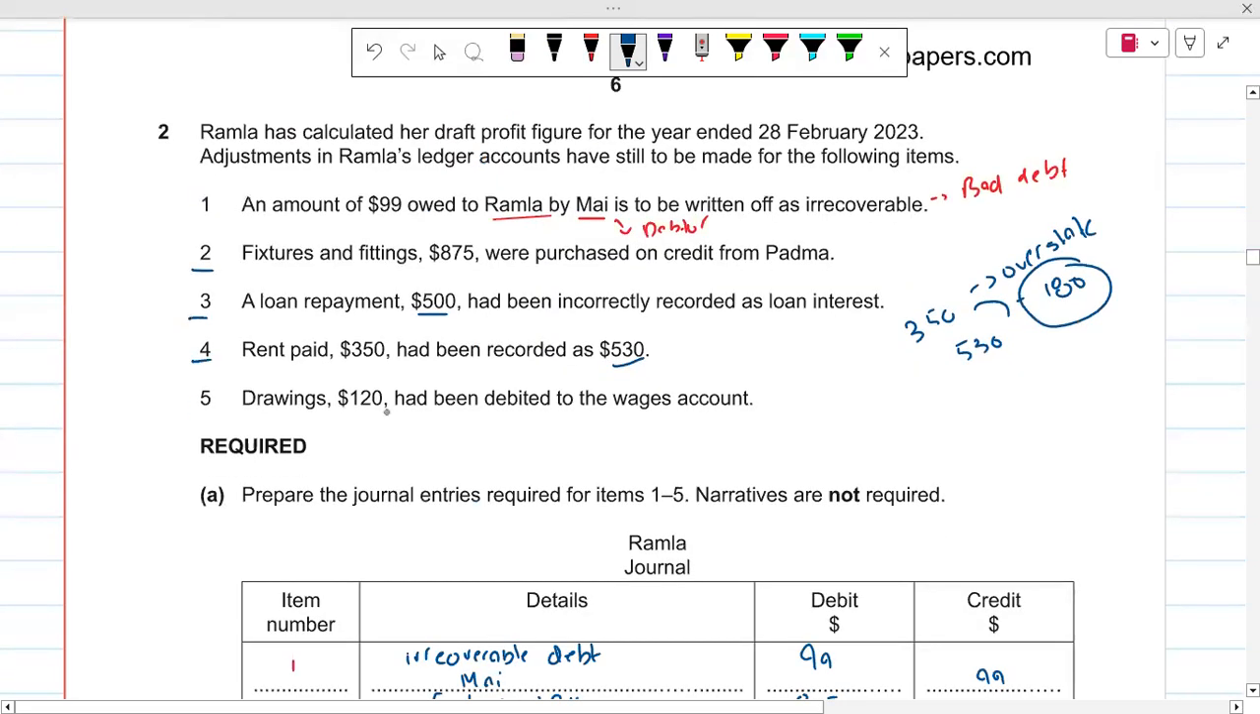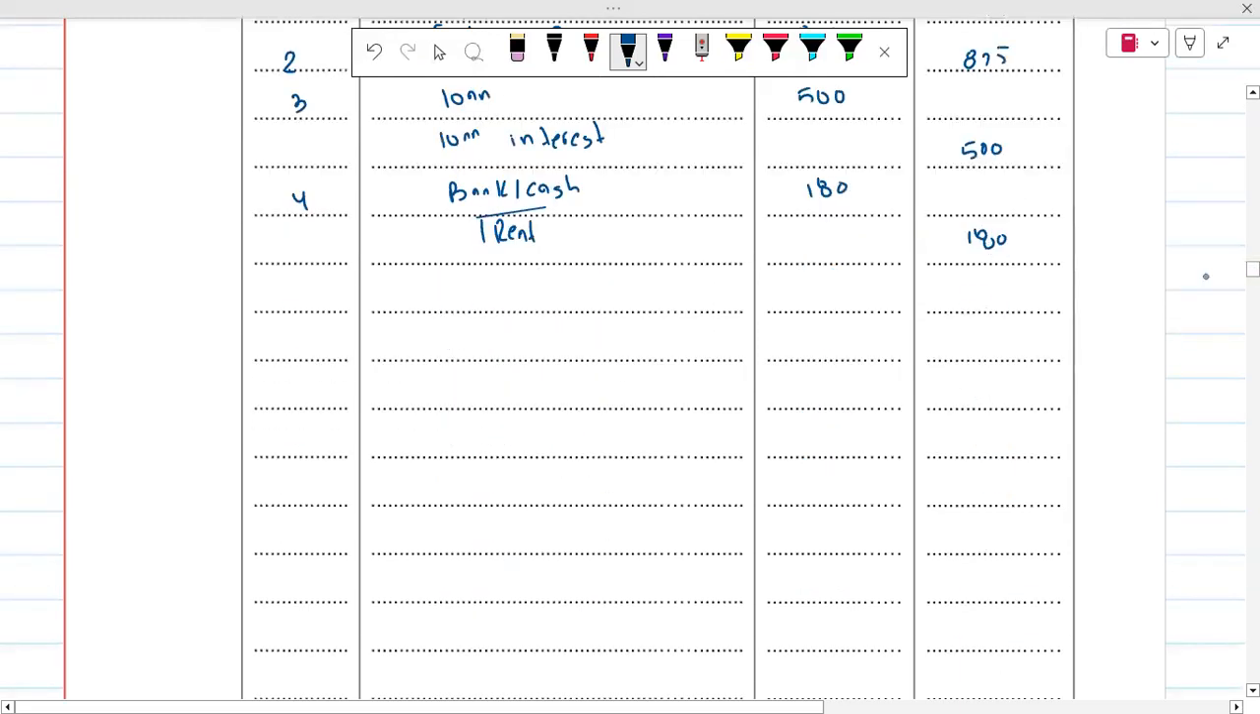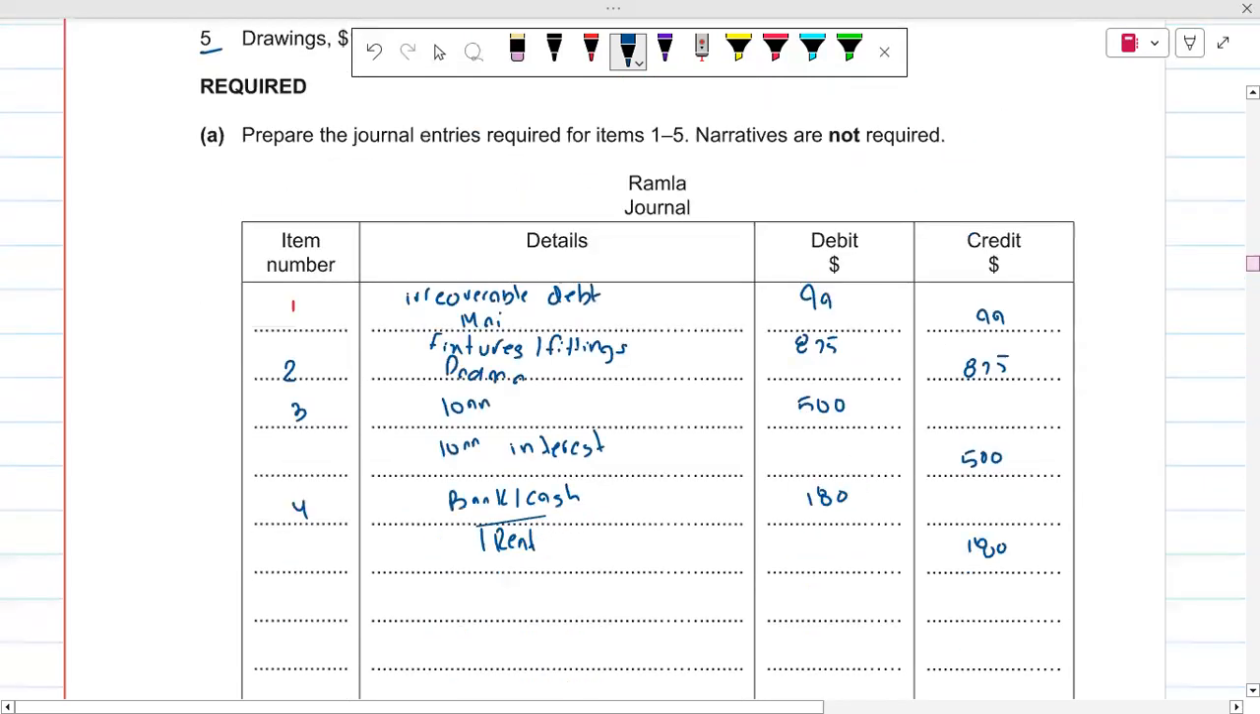Okay, so drawings $120 had been debited to the wages account. So it means that we mistakenly increased our wages account by 120, but it should not have been done like this. That means that now we have to credit the wages because if we want to increase the wages, we will debit the wages because it is our expense. But here in this case, we accidentally recorded some extra amount in the wages account. So it means that we have to credit the wages because we want to decrease the wages. So it is basically 120.